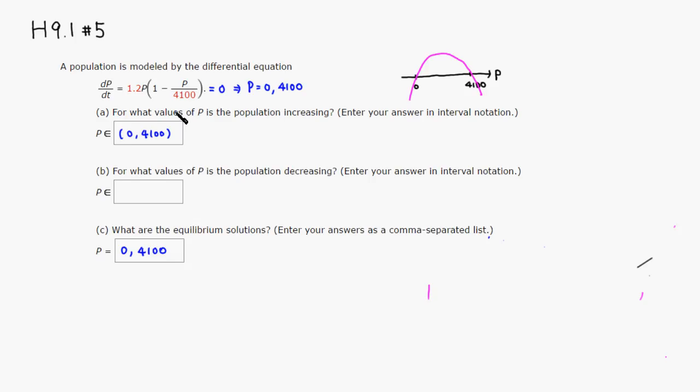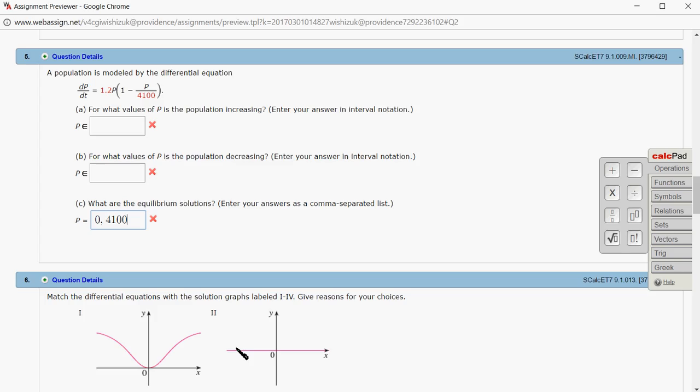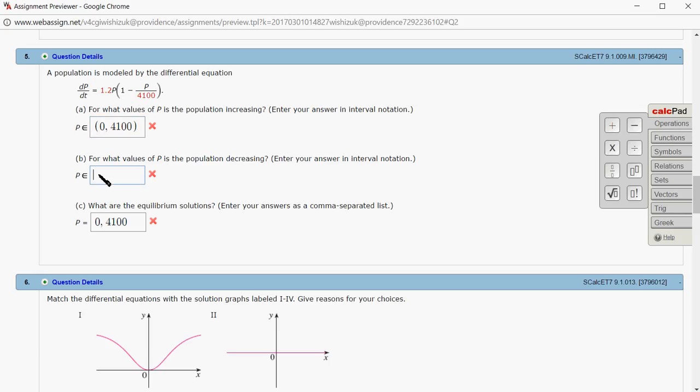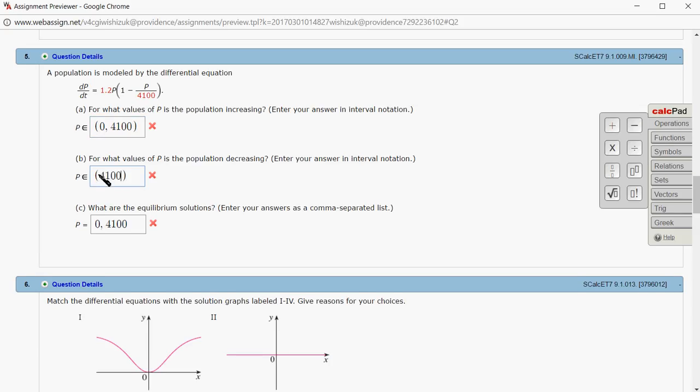And for what values is the population decreasing? You can see that after 4100 it's going to be negative. We're not going to look at the part below 0 because we can't really talk about negative population, so we're just going to talk about 4100 and on. Let's type those in. It's going to be between 0 and 4100, and here it's going to be 4100 to infinity. I have to find a symbol for infinity.